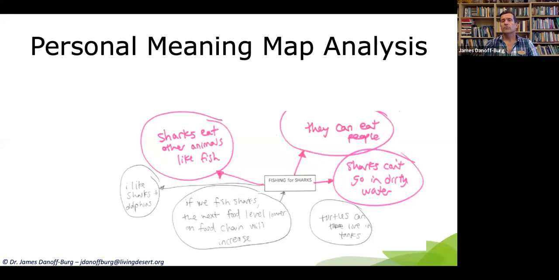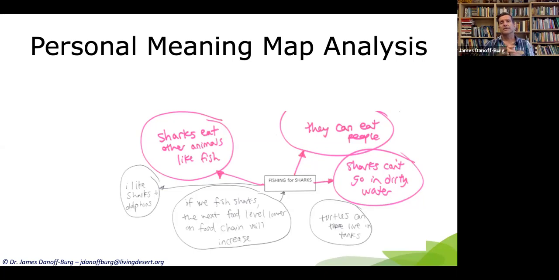So for example, this is a personal meaning map analysis that I did with some children, asking them what they think about shark fishing and shark finning in particular. But kids don't know what finning is, where they cut off the fins on sharks to sell the fin for shark fin soup. So it's pretty uniformly thought of as being inhumane and incredibly environmentally destructive.